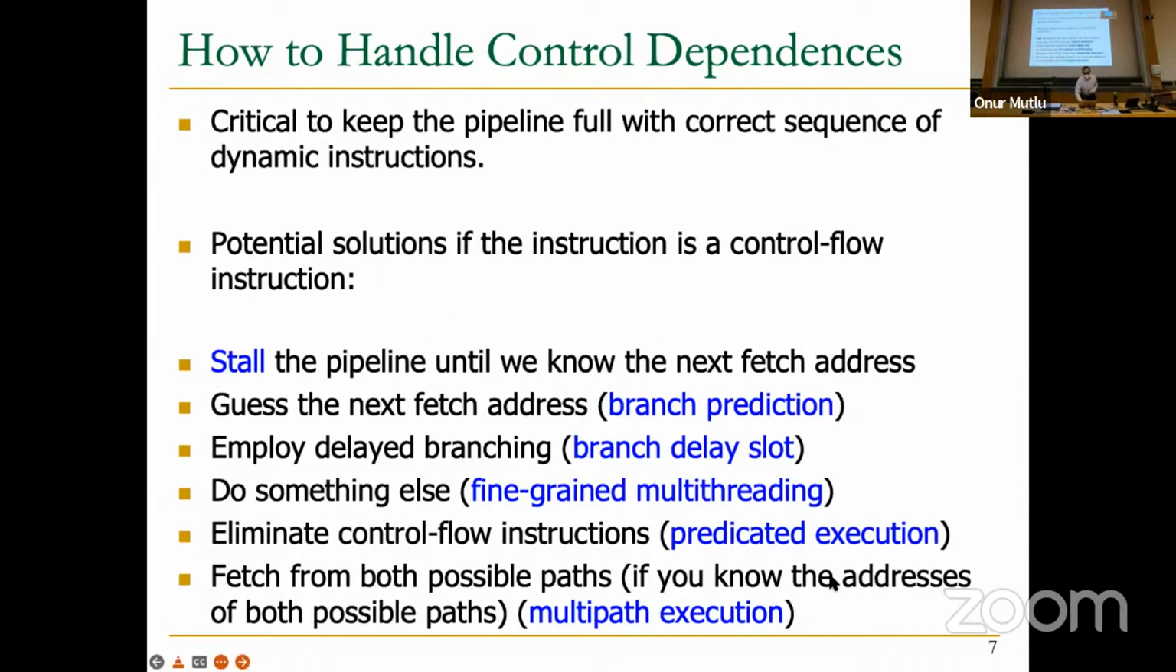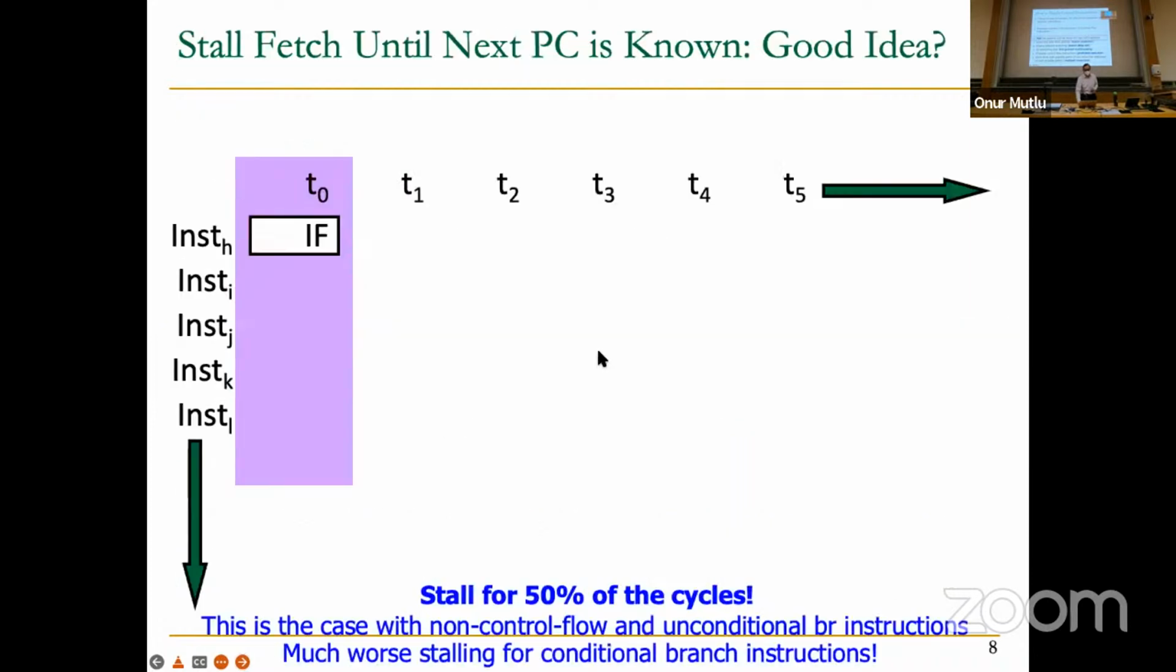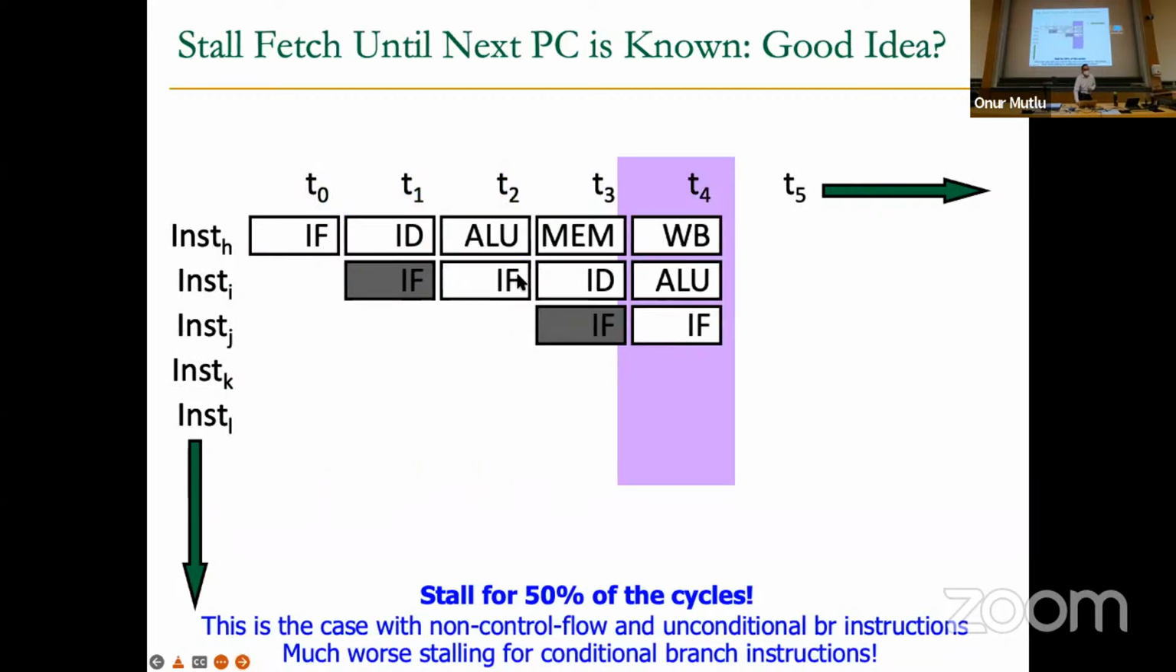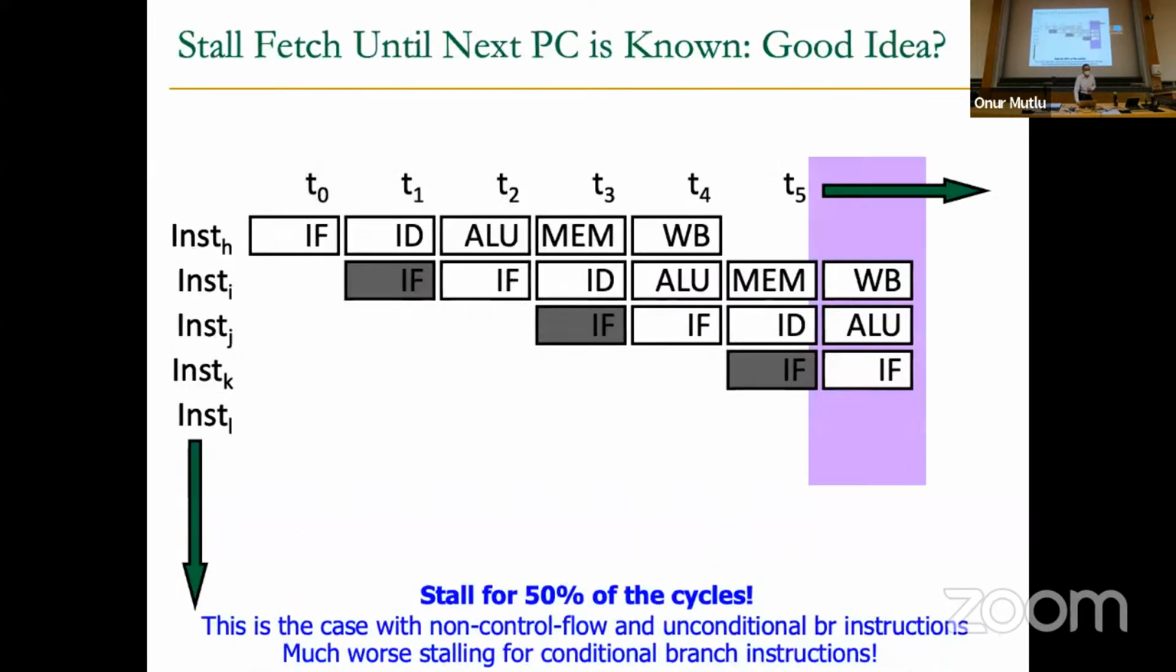Okay, so as I said, hopefully we'll have time to cover some of these. I will not have time to cover all of these, but let's talk about stalling the pipeline and dismiss it again. So basically, stalling fetch until the next PC is known is not a good idea. Even if you don't have branches, you stall for 50% of the cycles, for non-control flow and unconditional branch instructions, because you need to determine the instruction and then change the PC. Basically, 50% of the cycles are wasted. So this is a really bad idea, stalling. You have to do at least next PC, meaning PC plus 4 prediction.